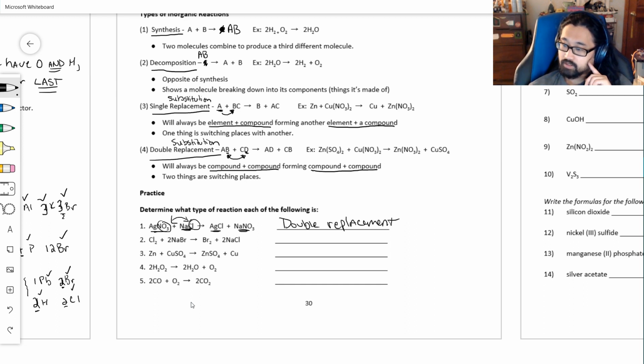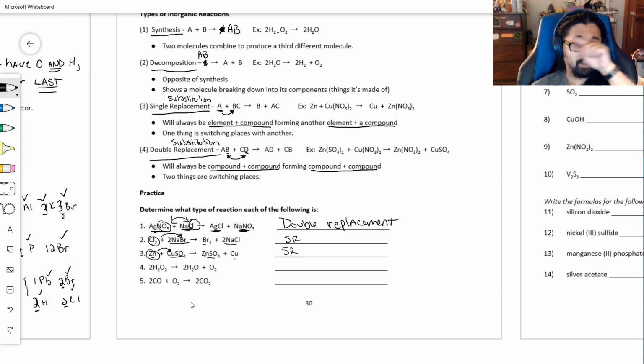All right. Number 2 is element and compound. Element and compound. I'm actually going to abbreviate here. That's a single replacement. In this case, the Cl kicks out the Br. Number 3 is element, compound, compound, element. Still a single replacement. In this case, the zinc kicks out copper. Single replacement can kick out the first half or the second half, so just be aware of that.